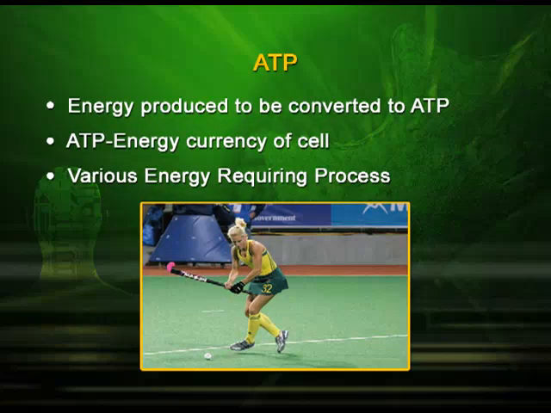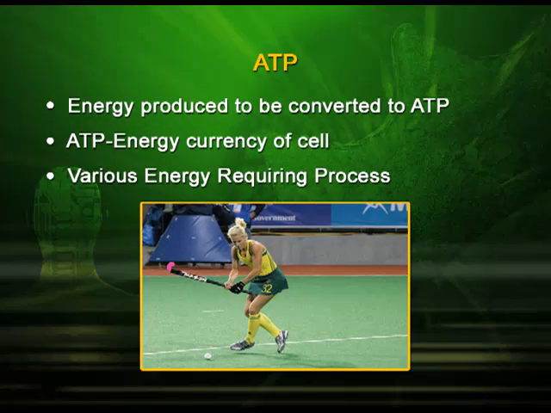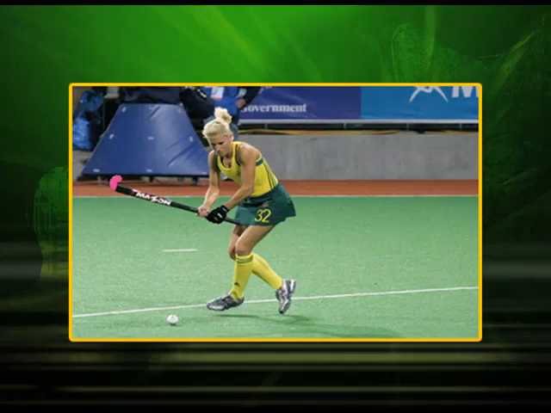ATP, adenosine triphosphate. Energy produced is converted to ATP, we have understood. ATP is the energy currency of the cell, that also we have discussed. Various energy-requiring processes in the body, like playing sports in the case of human beings, or running and hunting in the case of animals, and other processes in the plants like growth or production of new leaves or formation of flowers or fruits, all these processes require energy, and this energy is utilized bit by bit as per the requirement. So, the eventual energy used and stored is ATP.